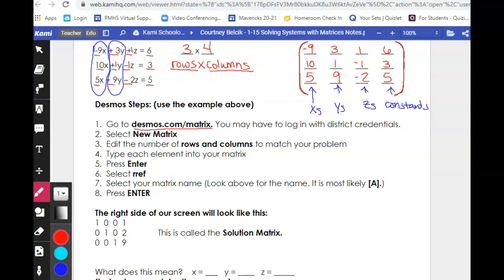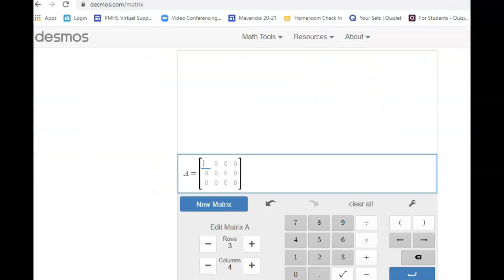Step number 4 is to type each element into your matrix. This is where the mistakes occur, and we don't want the mistakes to occur here. Now, I know that you're probably not splitting your screen right now, but you might want to because you're going to have to look back at your matrix equation so that you can type these numbers into the correct space.